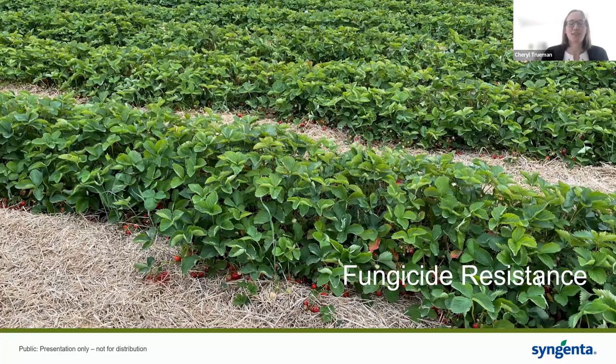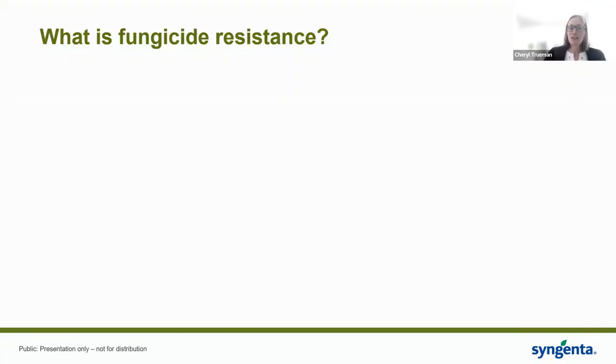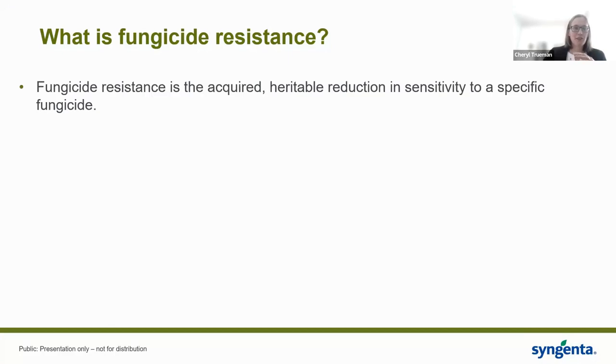So fungicide resistance. What is fungicide resistance really? We can pull up the definition here. Fungicide resistance is the acquired heritable reduction in sensitivity to a specific fungicide. So it's something that is acquired, and it will pass from generation to generation. So it's inherited.